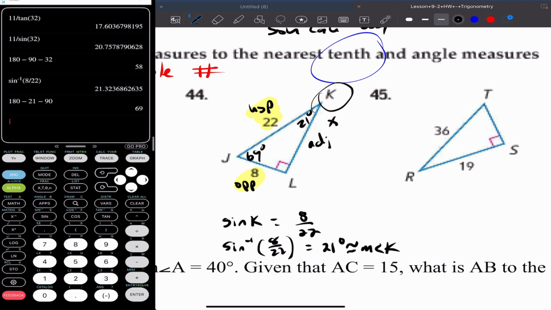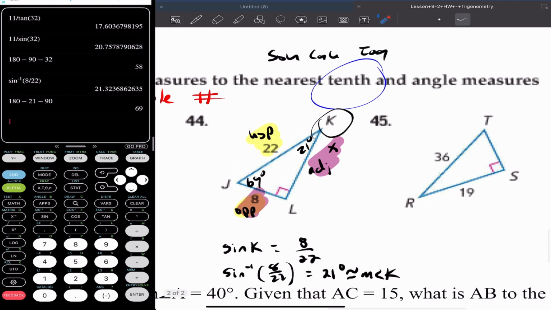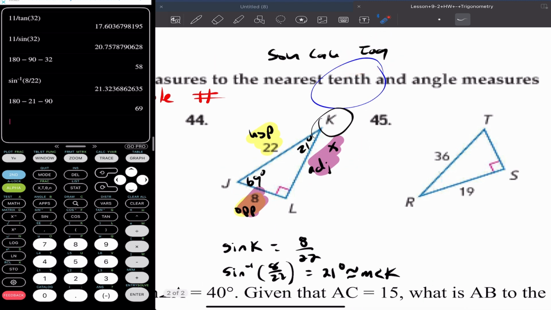So let's highlight X and this. Or you can do this and this, but you have to use the appropriate trig function. Since I'm highlighting opposite and adjacent, I'm going to use the tangent function. If you used the adjacent and hypotenuse, you got to use the cosine function. But nonetheless, you will get the same answer, okay?